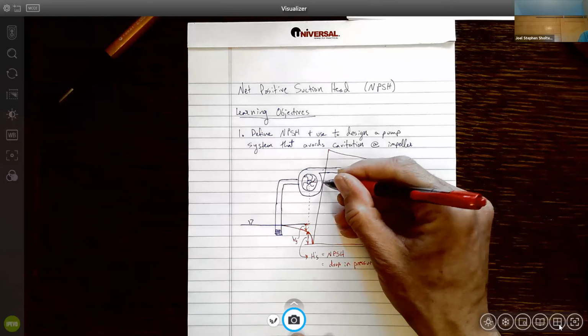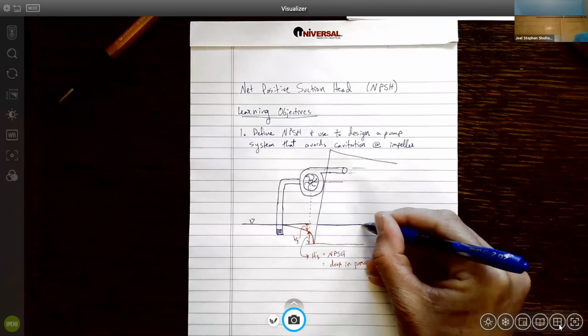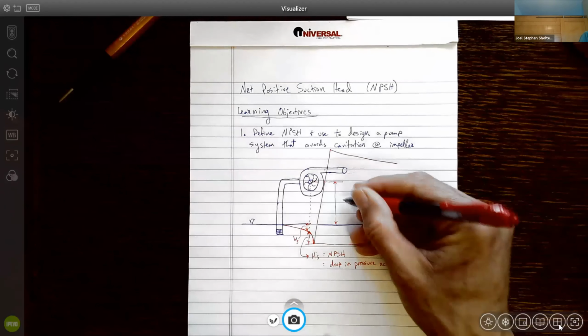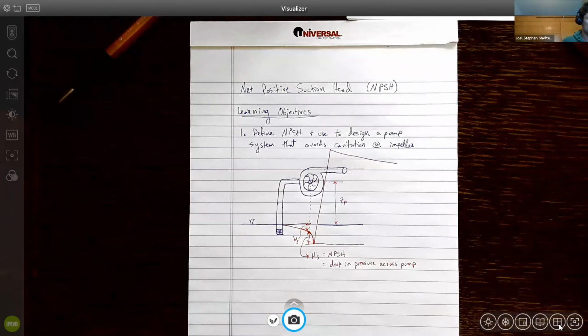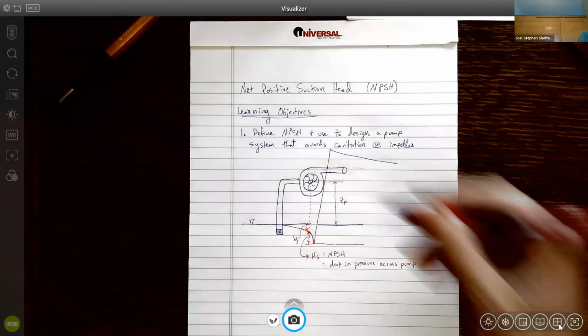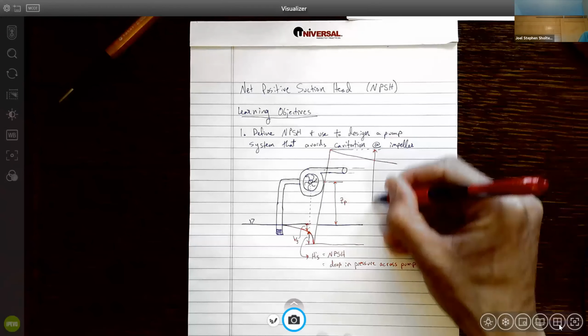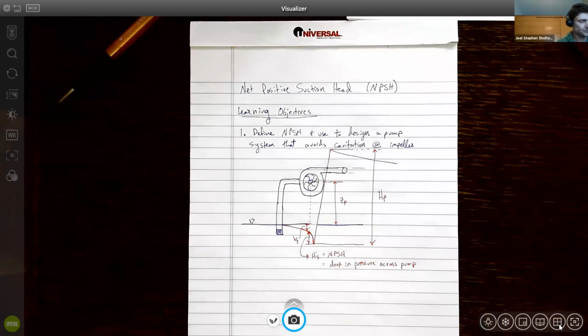And so we're interested in identifying this elevation above the water surface relative to the eye of the impeller, the Z of the pump. What is that elevation that we can put the pump at such that we avoid cavitation? So this is ultimately what we're interested in. And then we'll note that this is the head that the pump imparts, the pump head at that given discharge.